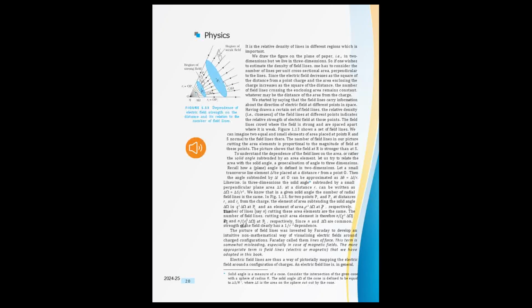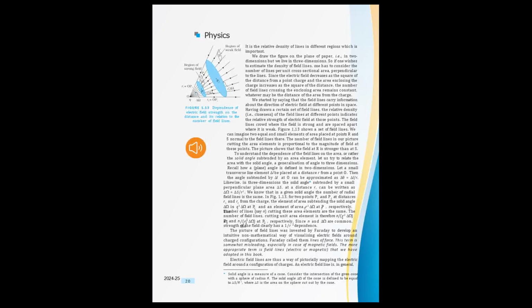To understand the dependence of the field lines on the area, or rather the solid angle subtended by an area element, let us try to relate the area with the solid angle, a generalization of angle to 3 dimensions. Recall how a plane angle is defined in 2 dimensions. Let a small transverse line element delta L be placed at a distance r from a point O.